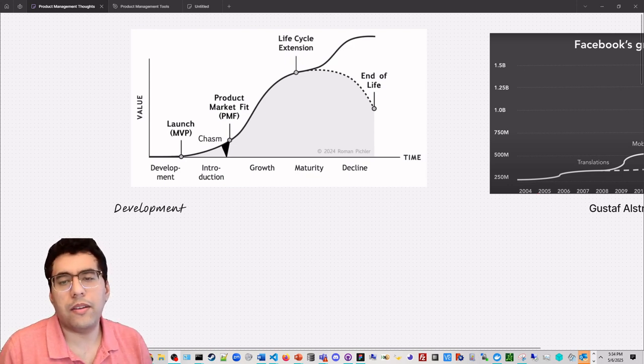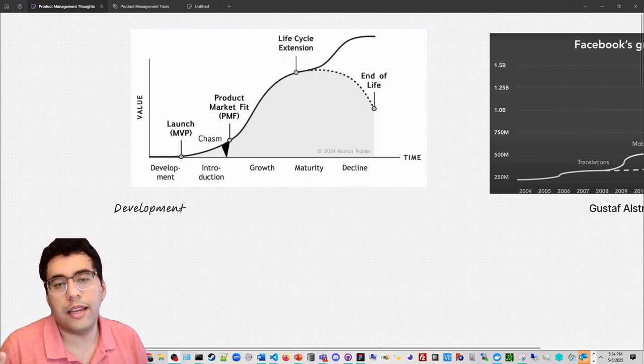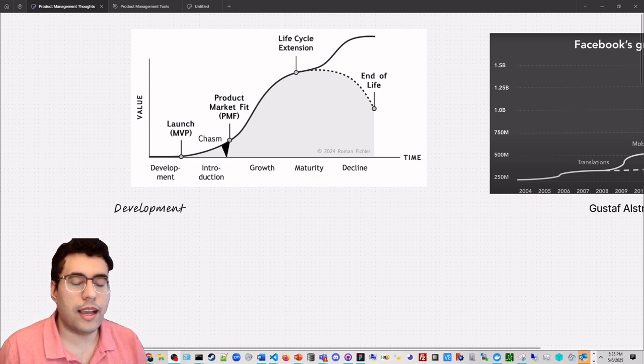It's an essential model to understand what a product's life is going to be throughout its existence, how well it performs, and what stage that product is at. It's going to help you make decisions on what kind of strategic choices you might make, right?